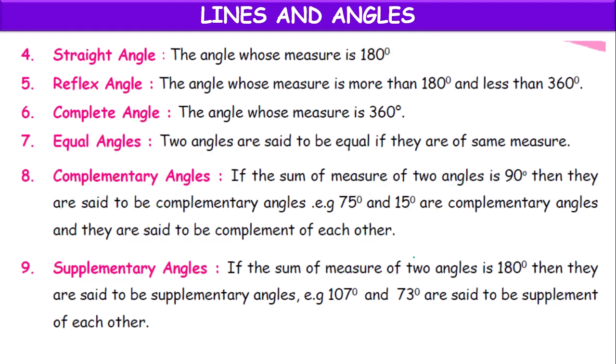Suppose if one angle is given, the other angle is to be found out. If the angle is 60, then what is its complement? 90 minus 60, 30. Or if the angle is 60, what is its supplement? 180 minus 60, 120 is its supplement. Like that we can find complementary and supplementary angles.